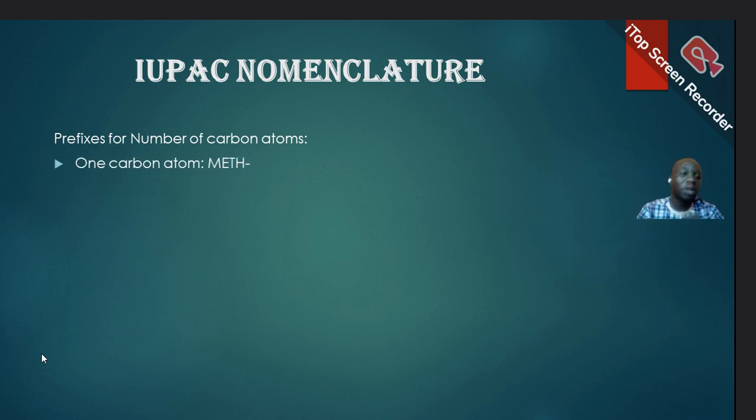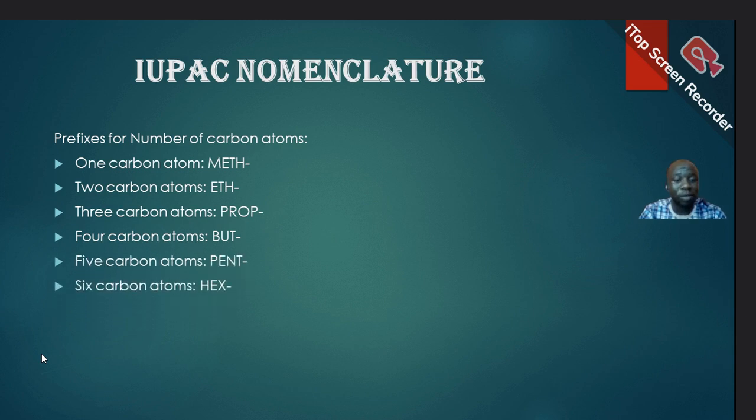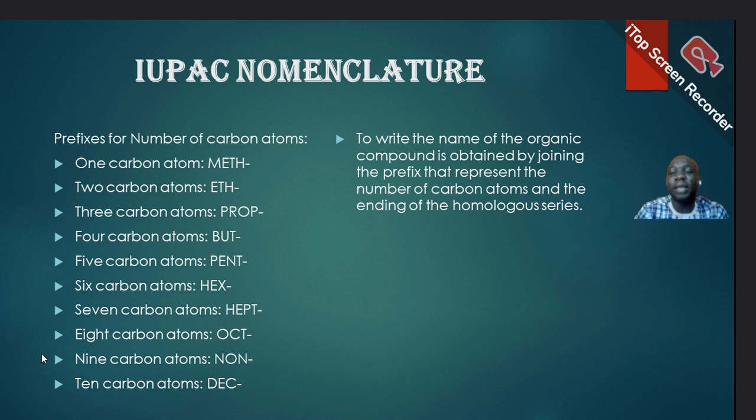When you have one carbon atom, we say meth. So for an organic compound with one carbon atom, we use meth. Two carbon atoms, eth. Three carbon atoms, prop. Four carbon atoms, but. Five carbon atoms, pent. Six carbon atoms, hex. Seven carbon atoms, hept. Eight carbon atoms, oct. Nine carbon atoms, non. Ten carbon atoms, dec.